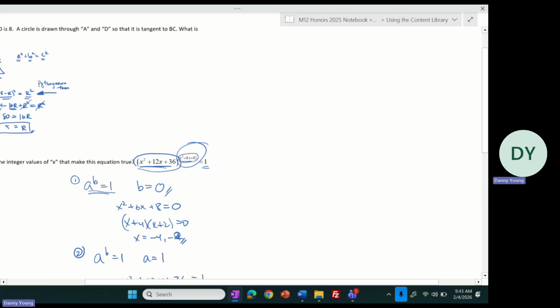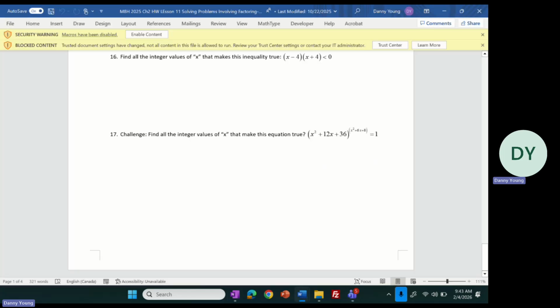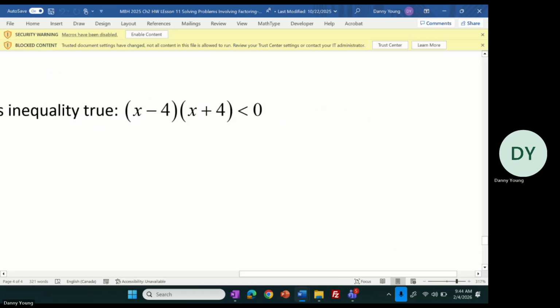Any other ones you guys want to talk about? 16, okay. This one here. This one, okay. Yes or no? You want the fastest way to do this? Like the 10-second method? This one. Yes or no? All right, here we go.